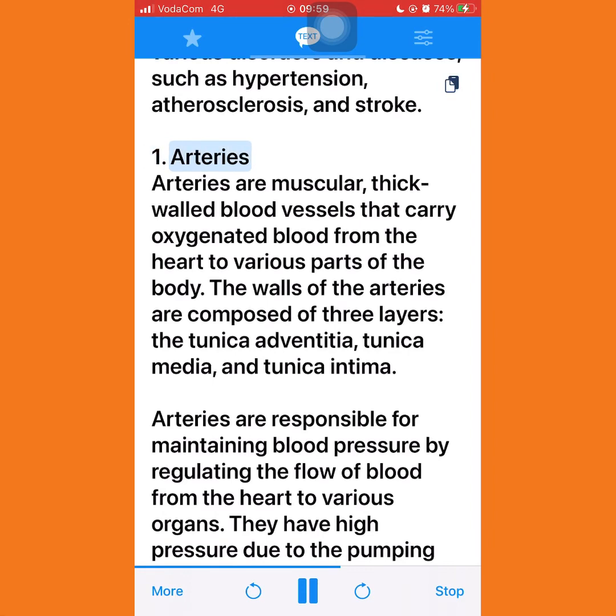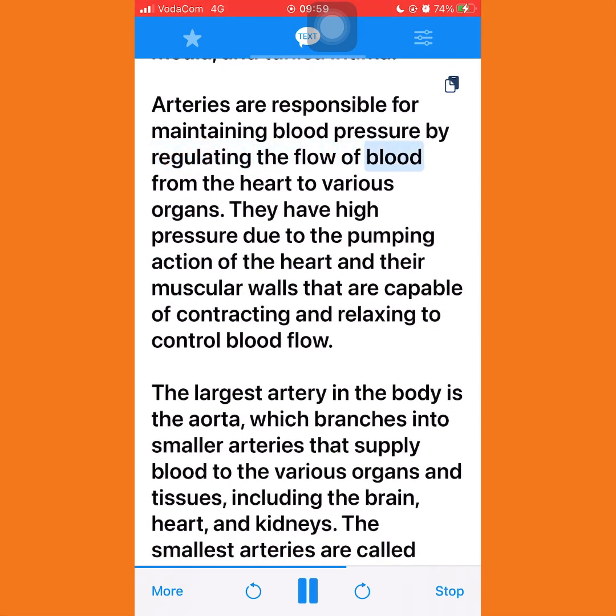1. Arteries. Arteries are muscular, thick-walled blood vessels that carry oxygenated blood from the heart to various parts of the body. The walls of the arteries are composed of 3 layers, the tunica adventitia, tunica media, and tunica intima. Arteries are responsible for maintaining blood pressure by regulating the flow of blood from the heart to various organs. They have high pressure due to the pumping action of the heart and their muscular walls that are capable of contracting and relaxing to control blood flow.